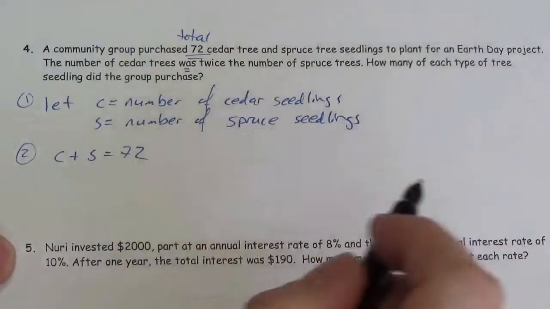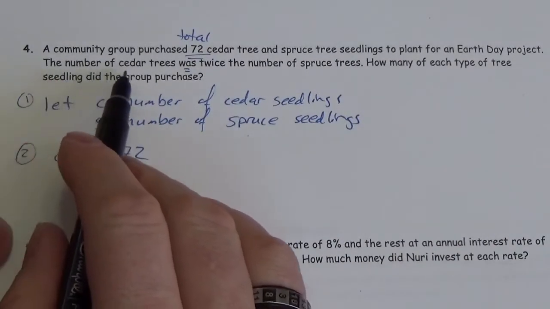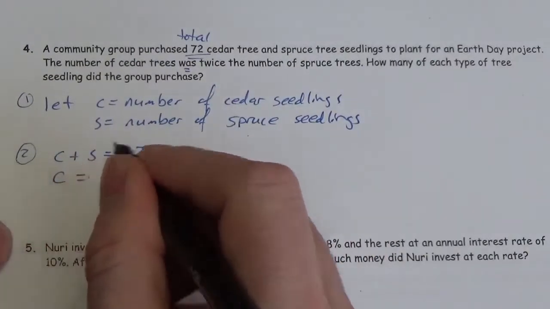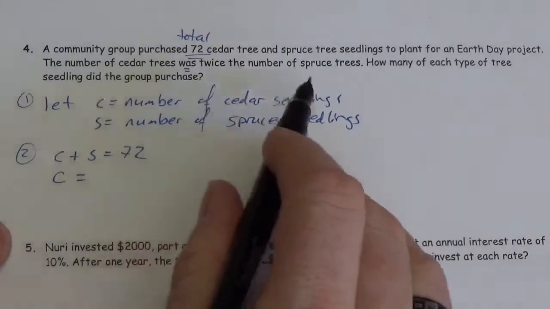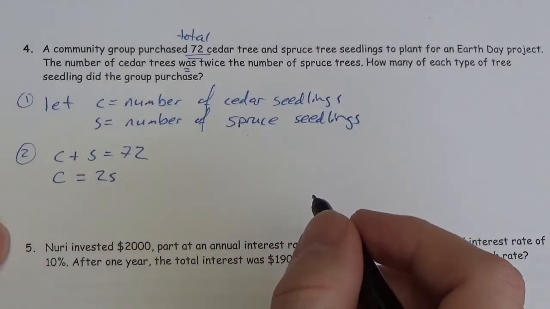Now this other sentence here, where I'm getting this next equation, I should just have to read this here. The number of cedar trees was, okay, so cedar trees, it's going to be C equals twice the number of spruce trees. Okay, well that's going to be 2S, twice the number.